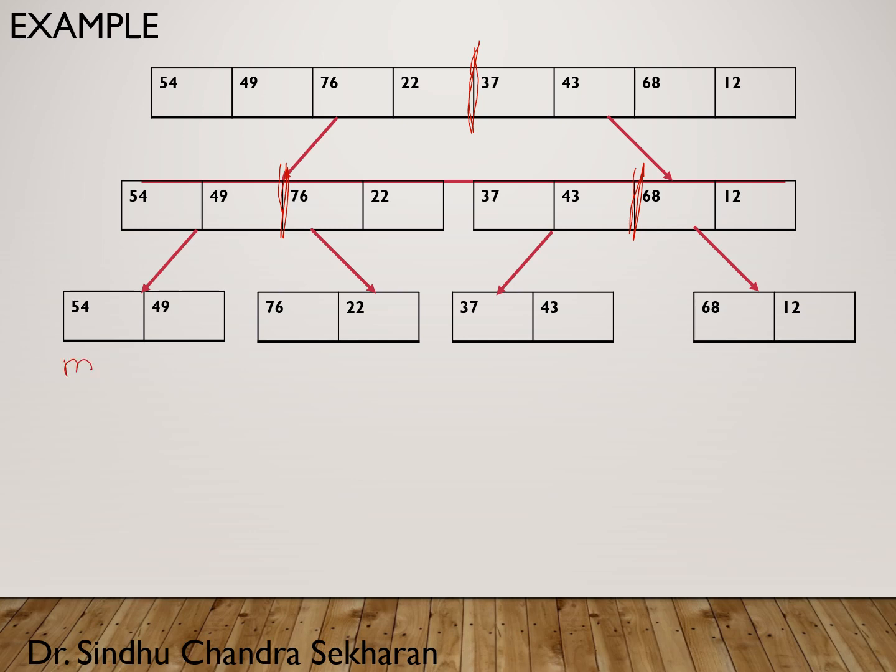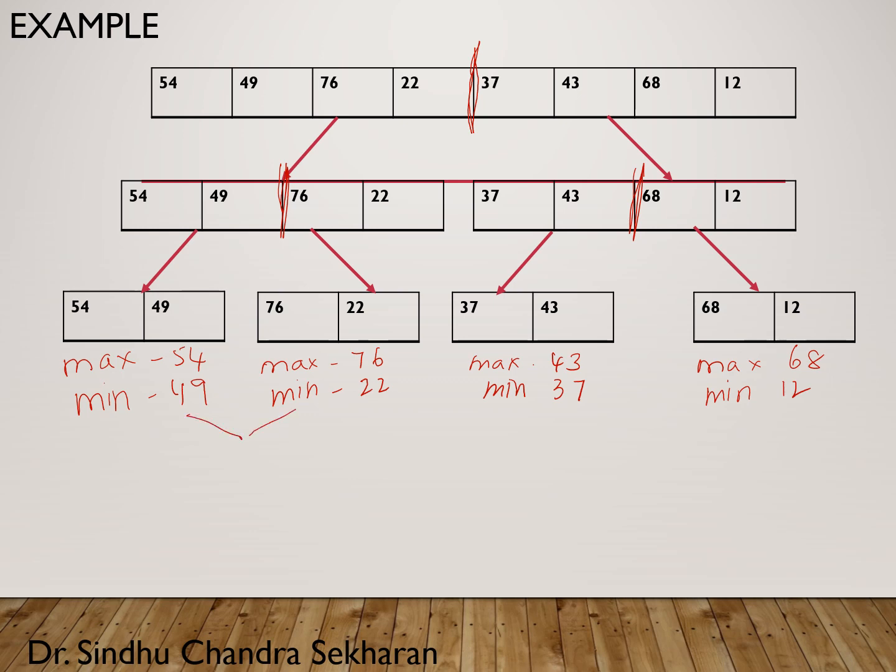So my maximum value is 54. Minimum value is 49. Similarly, here in this sub-problem, the maximum value is 76 and minimum value is 22. Similarly, here the maximum value is 43 and minimum value is 37. Again, here the max value is 68 and min value is 12. Now I have to combine the solution.